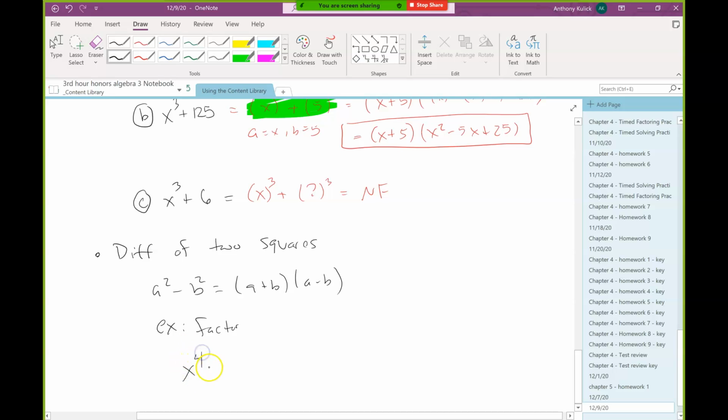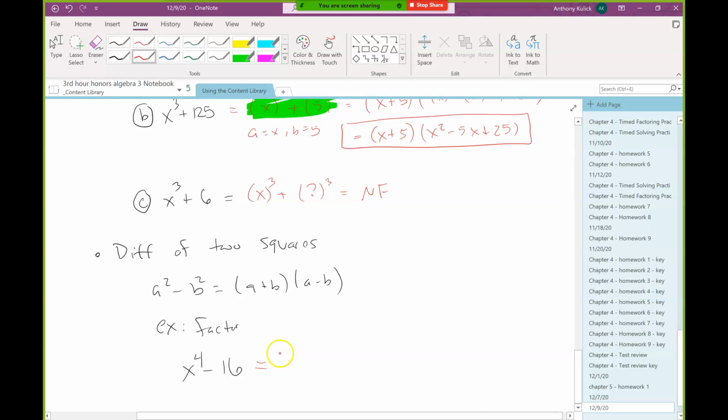So for example, let's say I have x to the fourth minus 16. Notice x to the fourth is not a quadratic polynomial, right? This is a degree 4 polynomial, or quartic polynomial. But just like I did for the cubes, I see an even exponent on my x minus a constant. So this is a good candidate to be a difference of two squares.